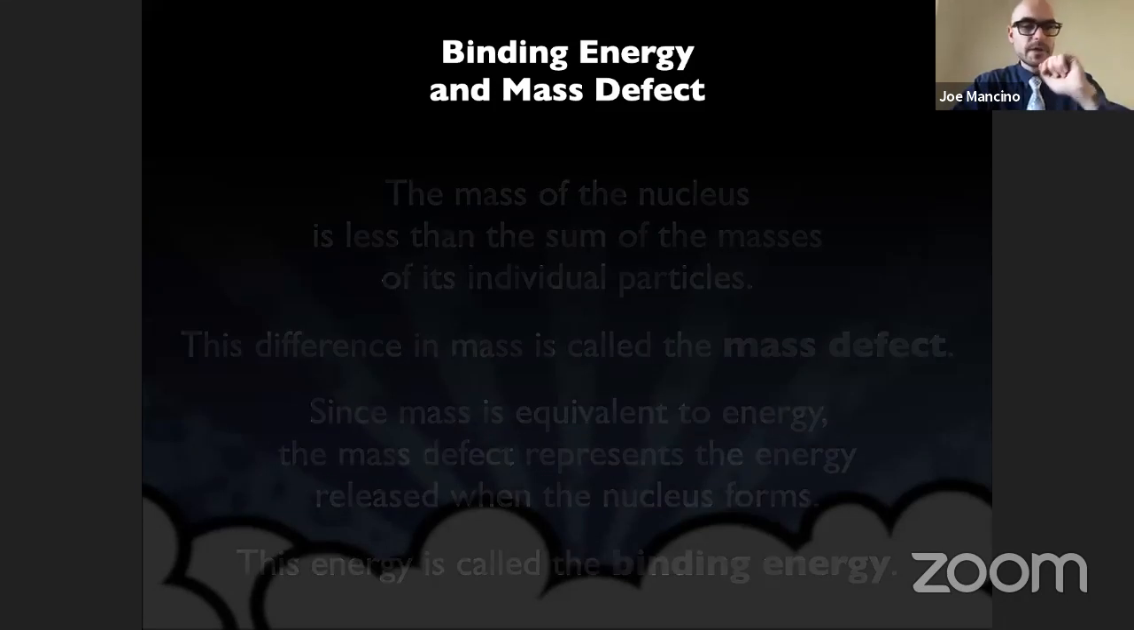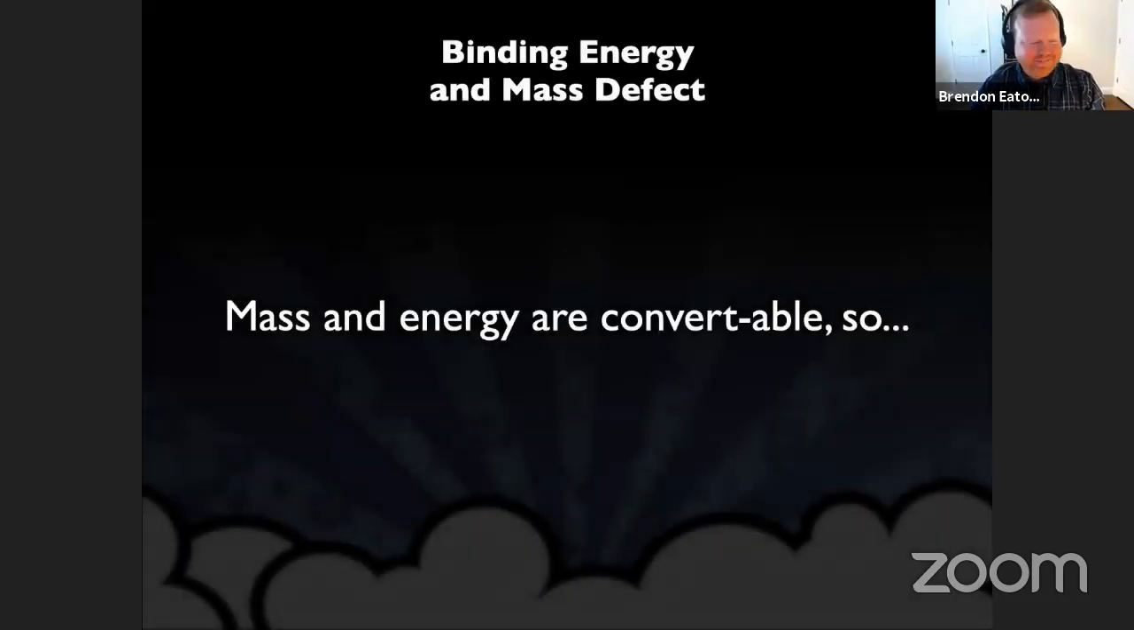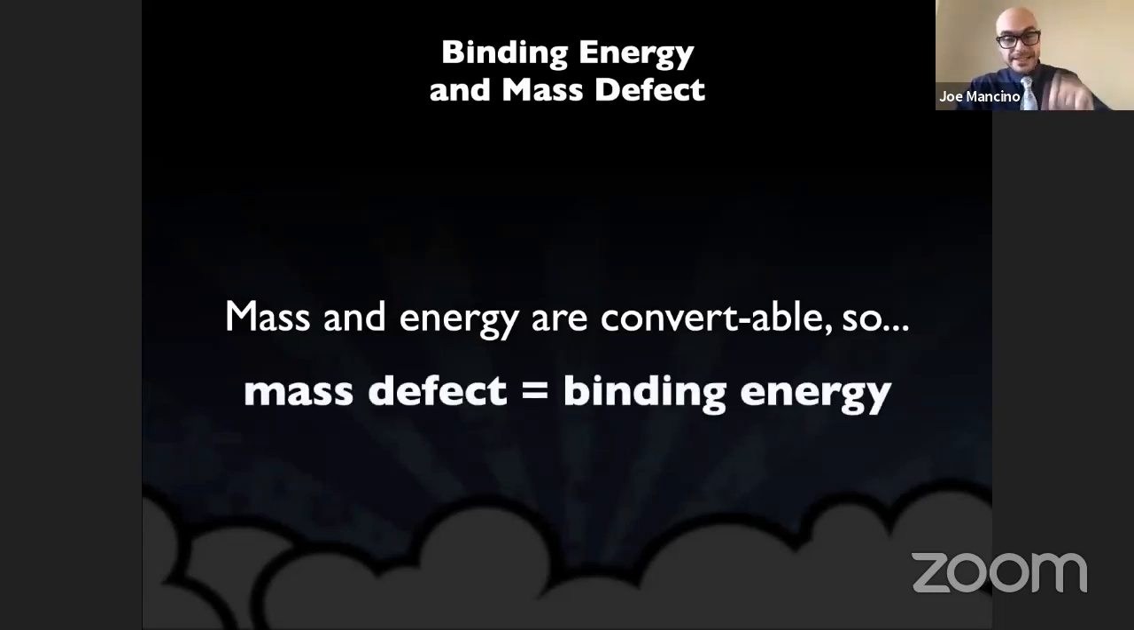Okay, one second. You're saying that if I take a bunch of mass and I pack it all together, it ends up having less mass? Yeah. So if I took a 10-pound bowling ball and I put it in a bag, I take another 10-pound bowling ball, that's 20 pounds of bowling balls when they're apart. I take two 10-pound bowling balls and put them together, and I end up with 19 pounds? That's exactly it. That's wild. Mass and energy are convertible. So the mass defect equals the binding energy.